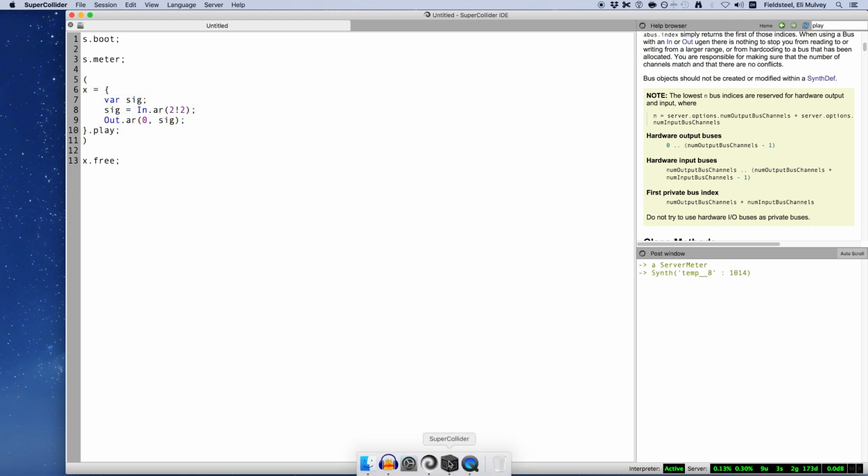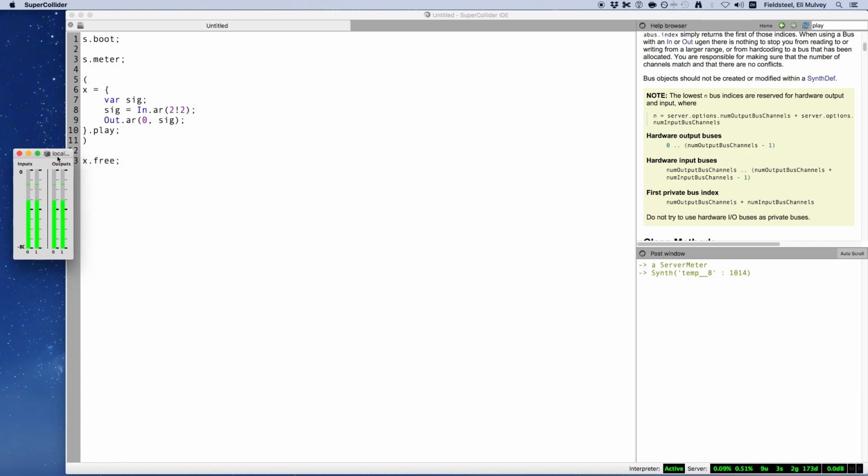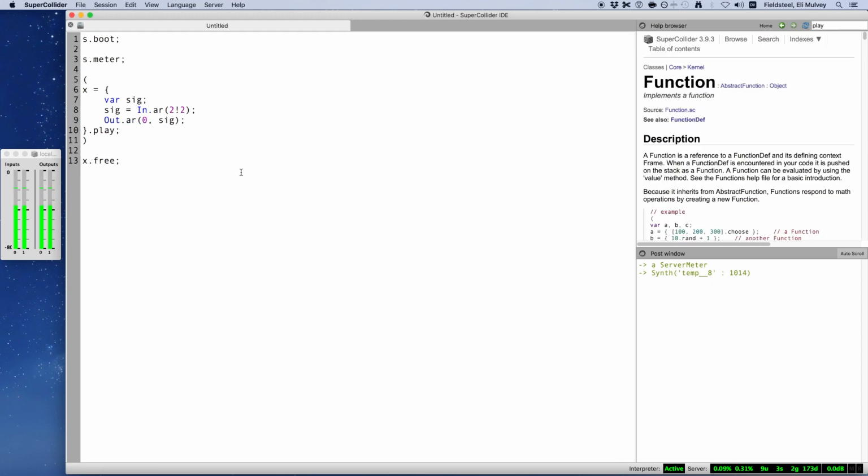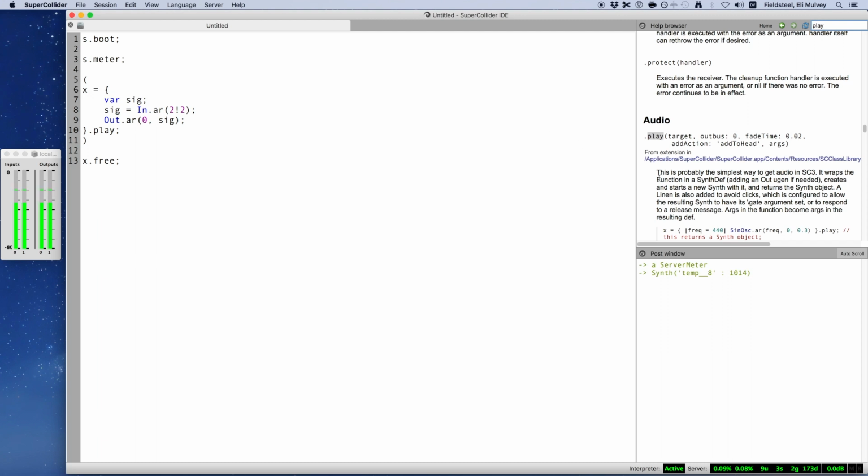And just to be clear, this Out statement is not actually necessary because Function.play is a shortcut that automatically creates an Out UGen for us, as we can see in the Function help file under the play method. And if we open a parenthetical after play and choose function, we can see in the pop-up text that 0 is the default output bus. So we could comment out this line or just delete it, and the result is exactly the same.